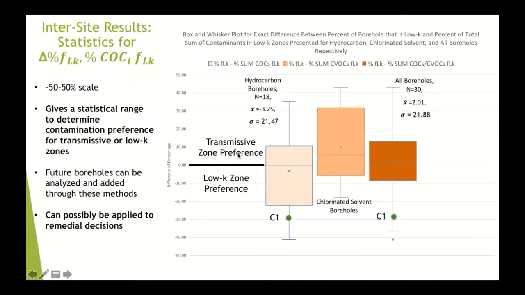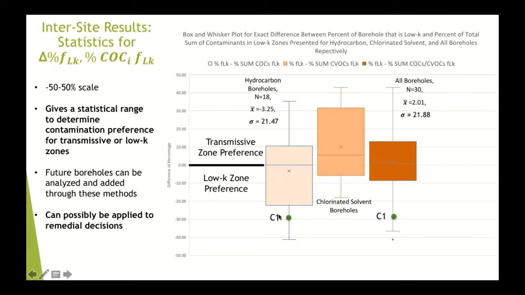As mentioned before, there is transmissive zone preference here, and there is low K zone preference here. From our statistical analysis, we were able to determine the standard deviation from the mean, so we can possibly say that a borehole exhibits statistically significant preference towards one zone or the other. For example, my thesis presents this statement for borehole C1.